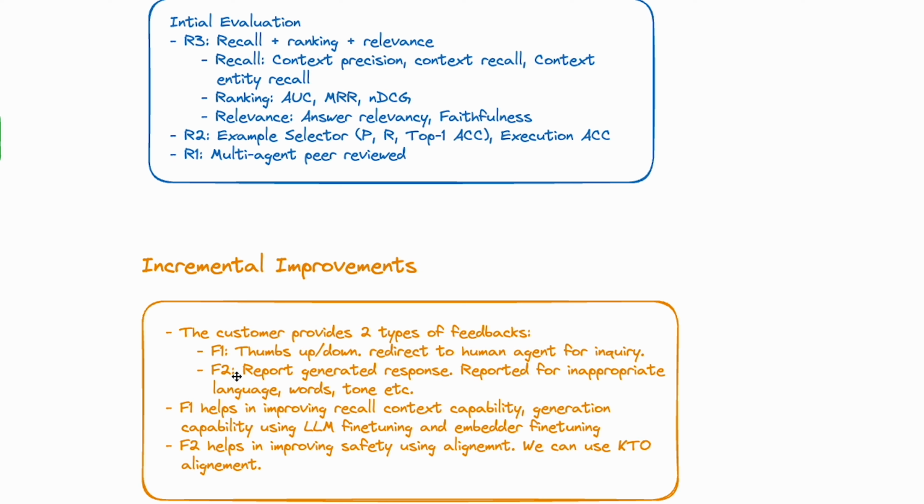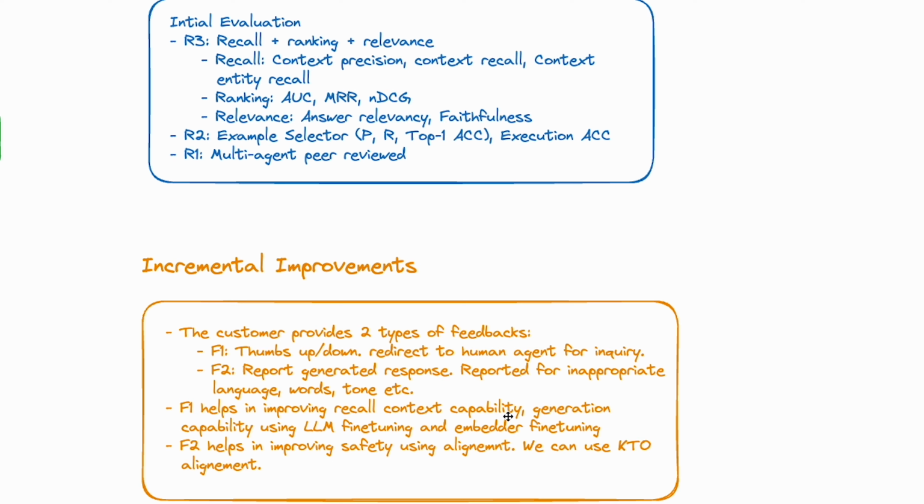The second type of feedback is directly related to whether the model is generating appropriate responses or not. The user can report a generated response, and this report is for when the model generates inappropriate language, words or tone. If the model is generating a response which has an angry tone, or if it has inappropriate language, in these cases the user can report the generated response, and we would use these generated responses to fine tune or align our model. So the F1 helps in improving recall context capability.